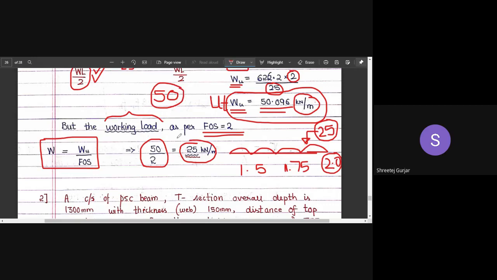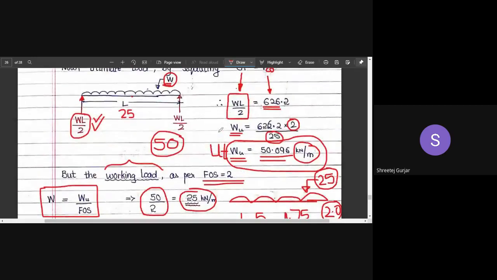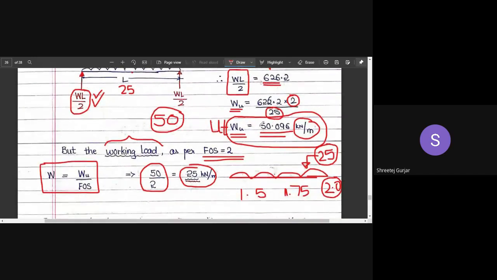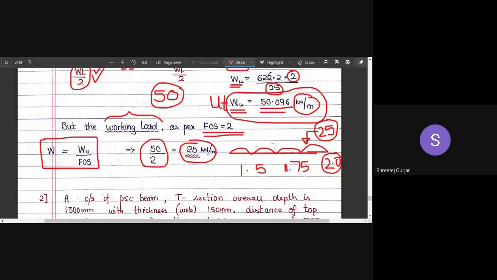So this is the concept of factor of safety. Here the beam is designed for 50, and to calculate the working load, we have to divide by the factor of safety. If you want to calculate the ultimate load, you have to multiply by the factor of safety. It is usually 1.5, where we increase by 50%, but here they have taken it as 2. So they have doubled the capacity of the beam.